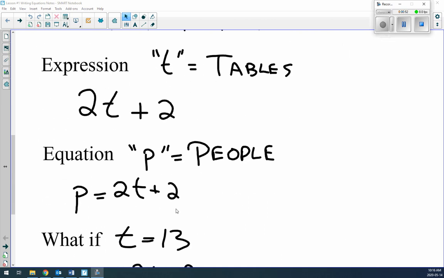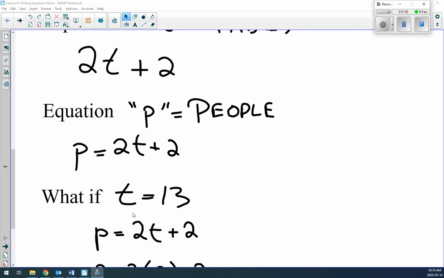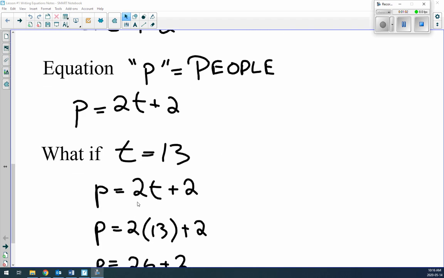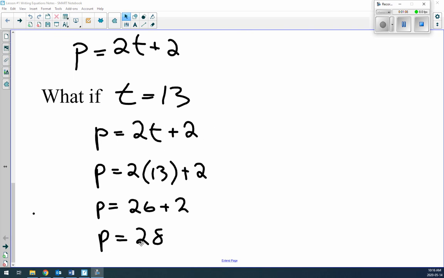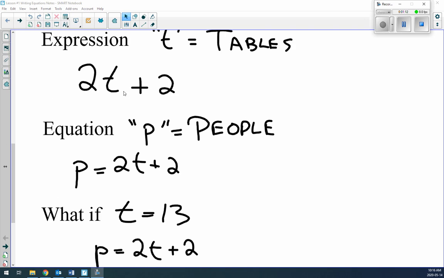Now we can create an equation. So now we're going to have an equal sign. p equals people, t equals tables. The 2t plus 2 all it does is equal the number of people. So what happens if you have 13 tables? t equals 13. You plug it into the equation: 2 times 13 plus 2, so 26 plus 2 is 28. We can create the expression without the equal sign, then turn that into the equation, and then use it to answer any question.